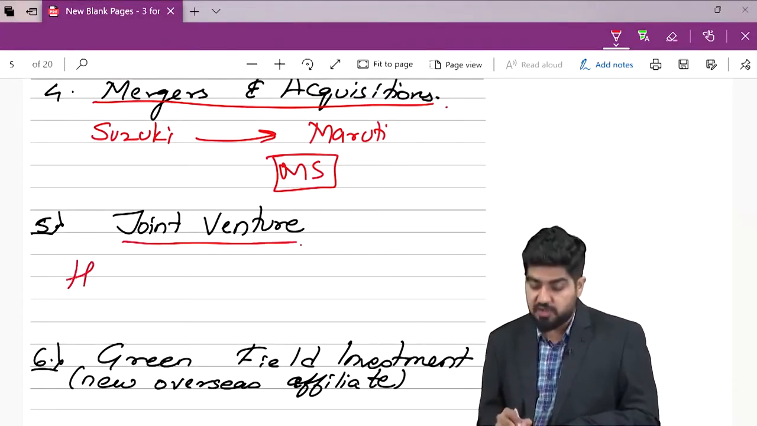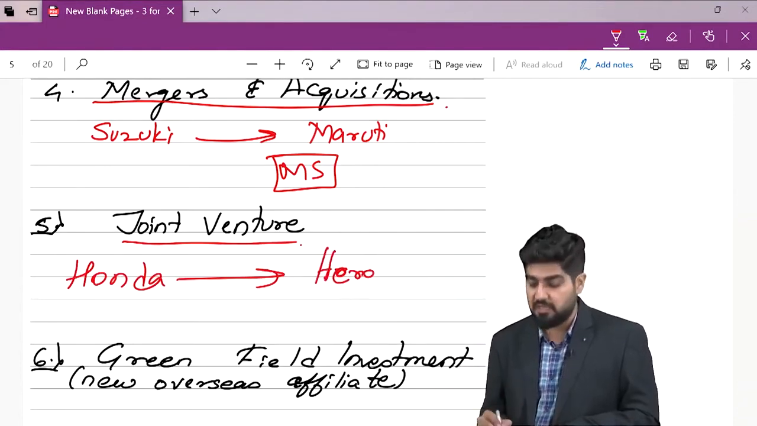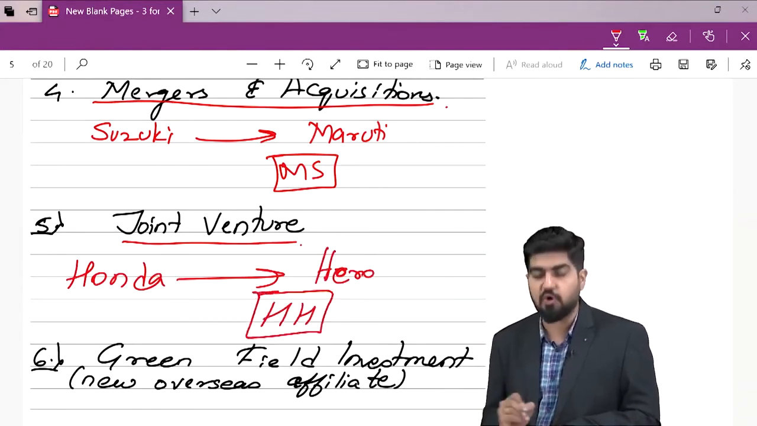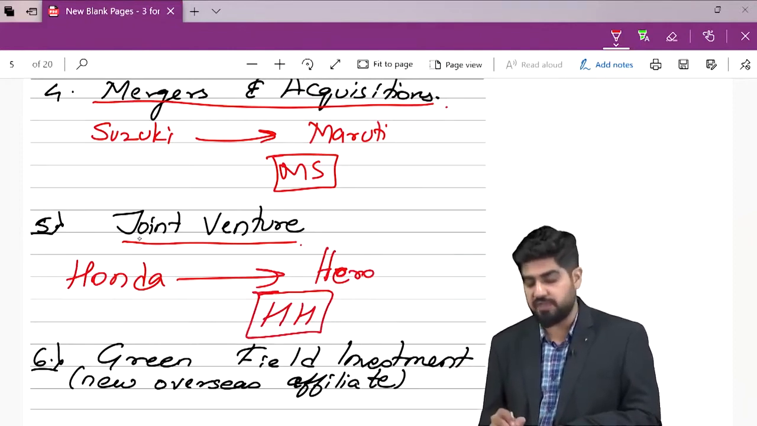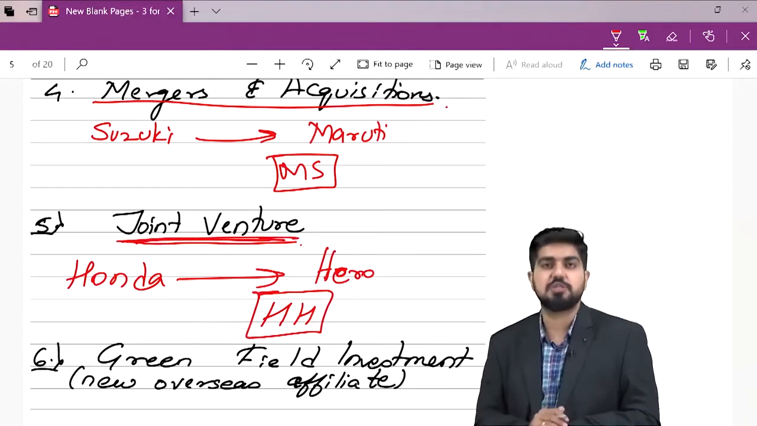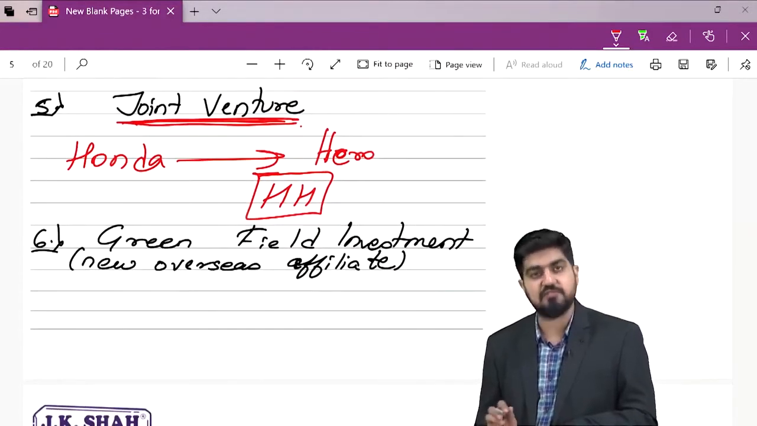Let's suppose a company called Honda entered into India along with Hero. They tried to produce motorcycles by naming it Hero Honda. But it was not forever, it was for a limited period of time, that's why we call it a joint venture. And the last one, friends, is greenfield investment.